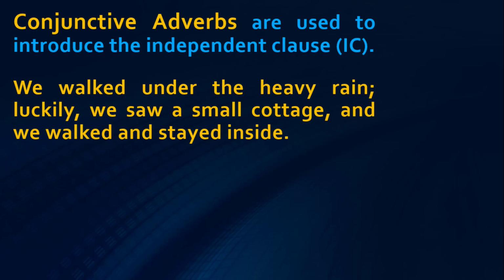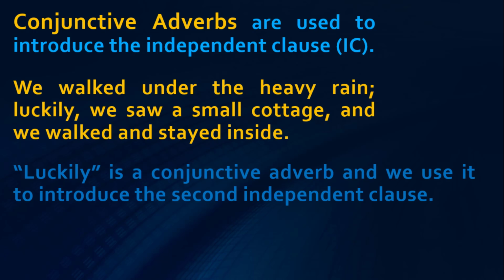So it looks like an adverb in here, but we name it conjunctive adverb to describe the manner of the activity or the action. So we walk under the heavy rain. This is the IC, the independent clause. And luckily we connect, we saw a small cottage. In this long sentence, we have 2 coincident activities that happen at the same time. The first one, we walk under the heavy rain, and then luckily we saw a small cottage and we walk and stay there in order not to get the heavy rain. So luckily is a conjunctive adverb and we use it to introduce the second independent clause.